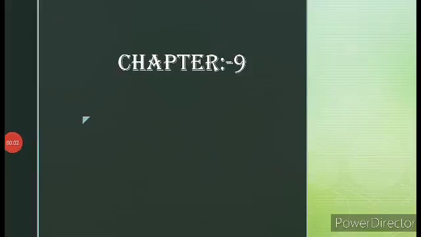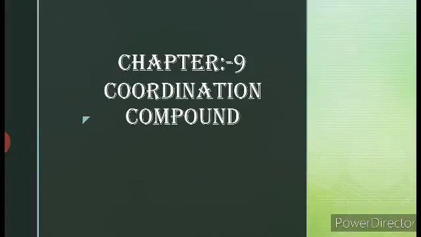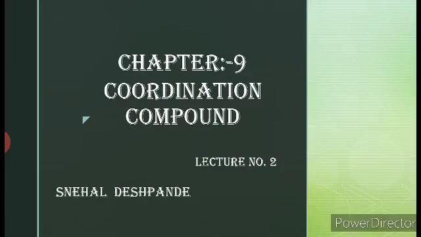Good morning, students. In the previous lecture of coordination compounds, we had discussed the ligands and the classification of ligands. We started with monodentate ligands. In monodentate ligands, we had seen some neutral molecules which work as ligands, as well as some anionic monodentate ligands, their formulae, and some of their structures.